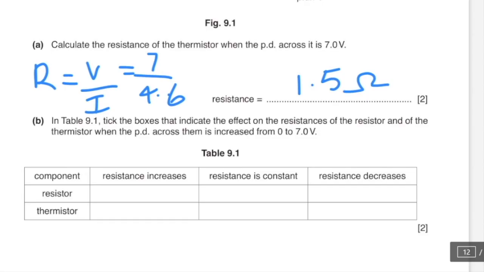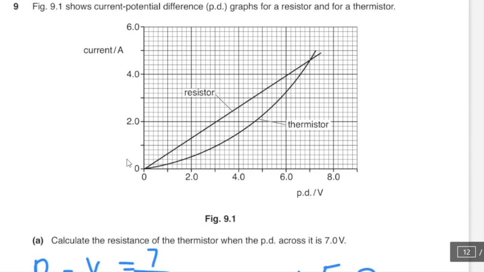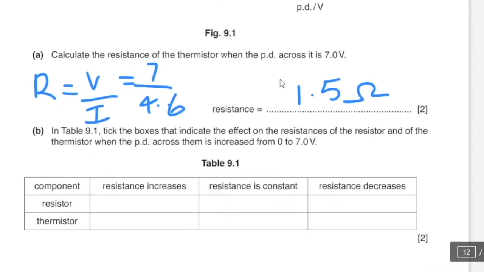In table 9.1, tick the boxes that indicate the effect on the resistance of the resistor and of the thermistor when potential difference across them is increased from 0 to 7 volts. As you can see over here, the graph of the resistor is a straight line, which means the gradient is constant, and so the resistance neither increases nor decreases, and it is the same.